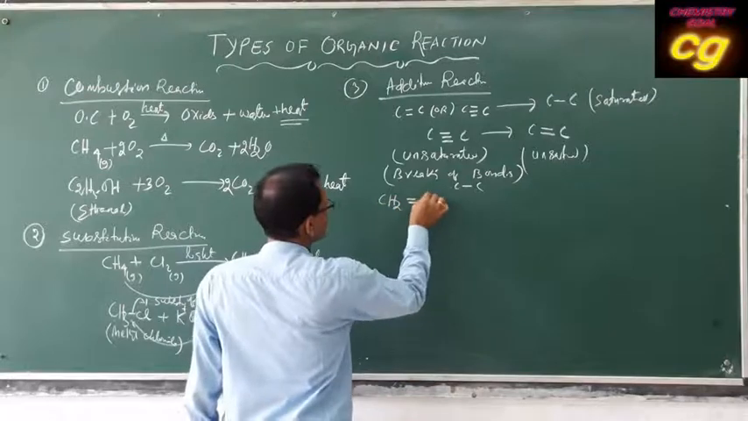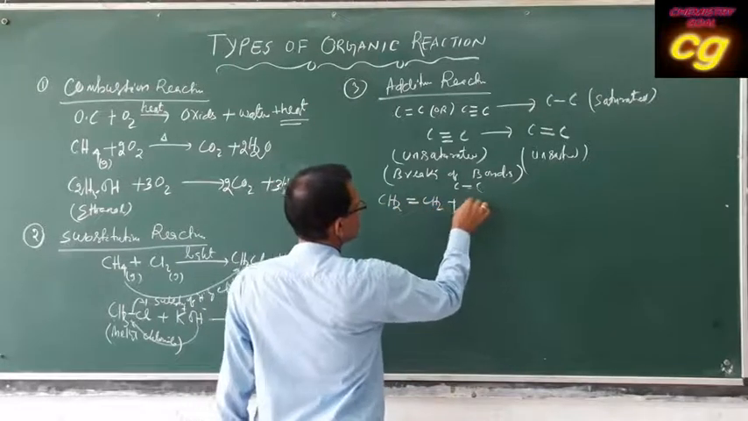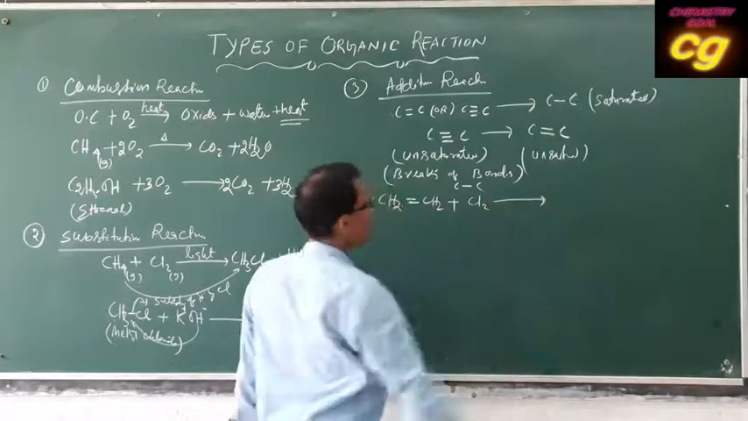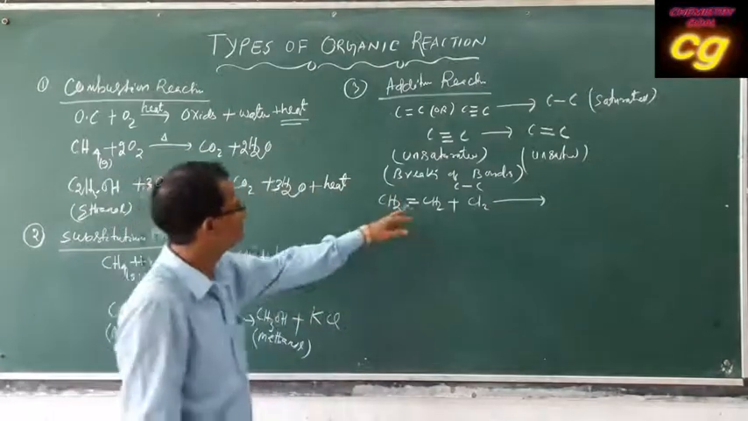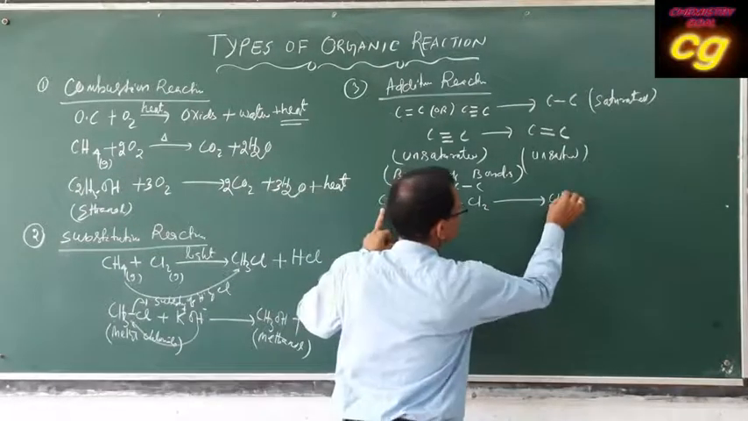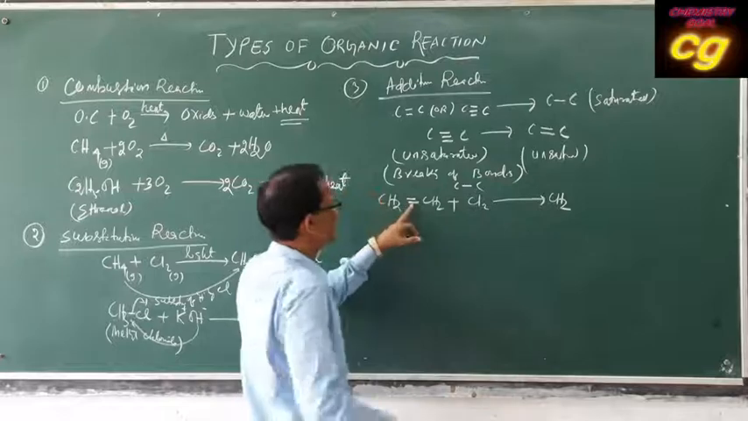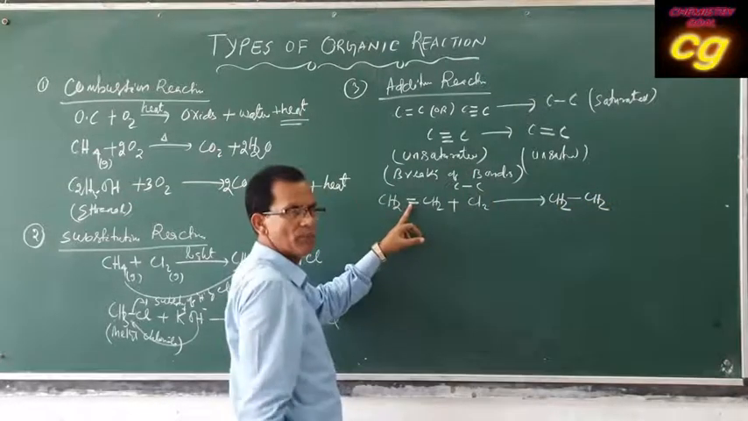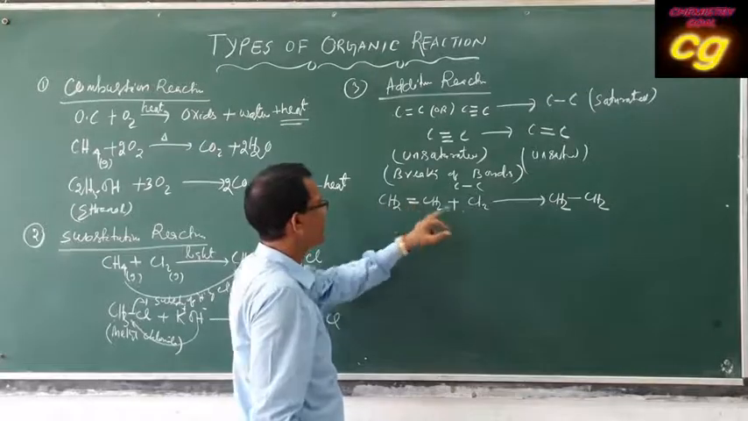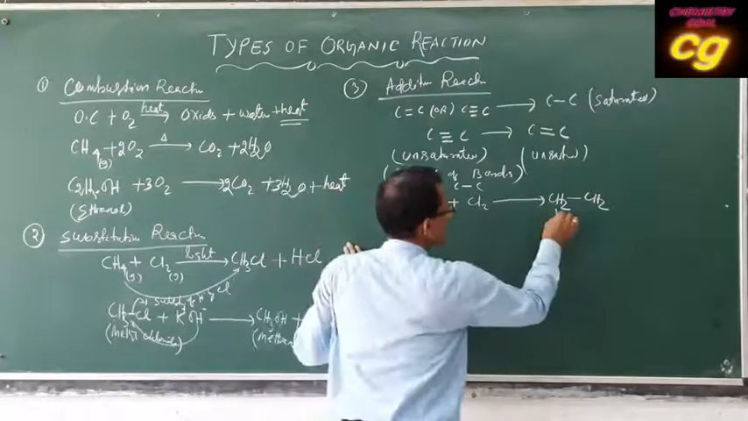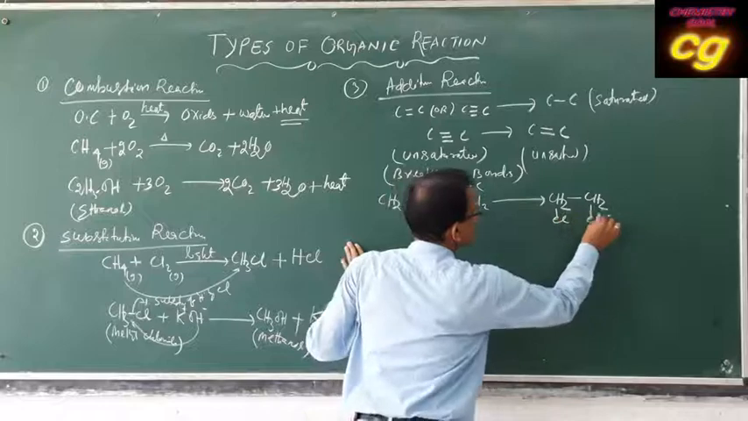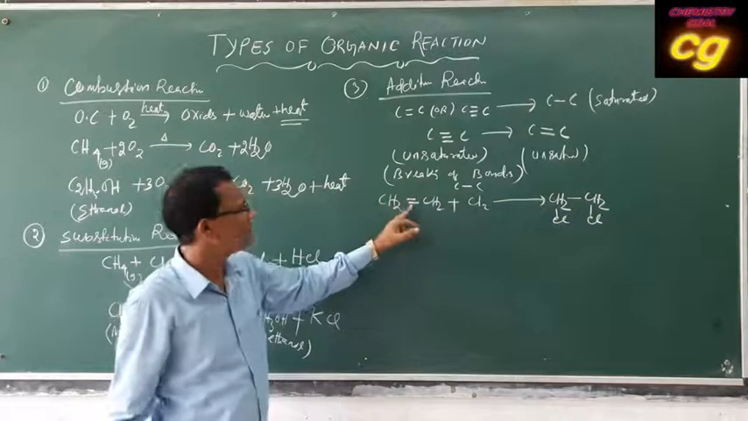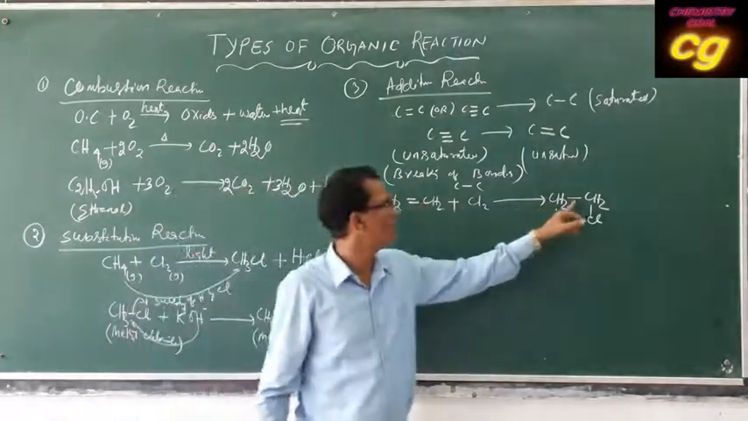CH2 double bond CH2 plus Cl2. Here CH2 stays the same, no change. Here the double bond becomes a single bond. When the bond breaks, another atom is added. Here two chlorines, one chlorine on one side, the other on the other side. What happens here? Carbon-carbon double bond becomes carbon-carbon single bond.